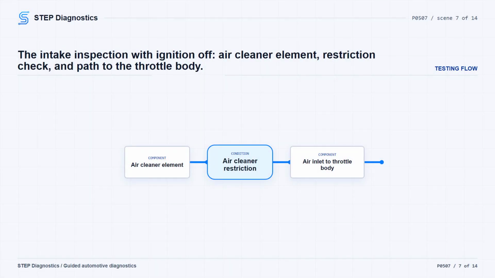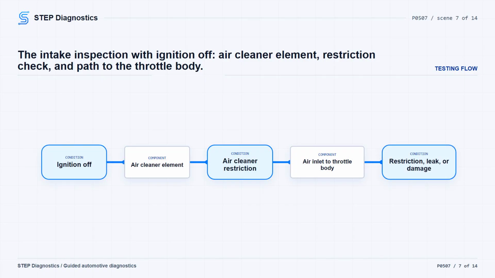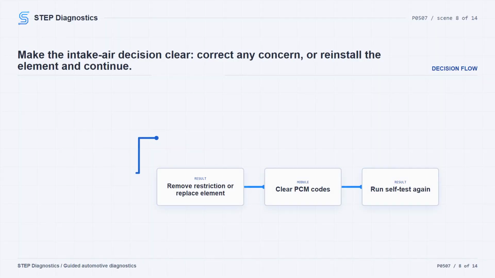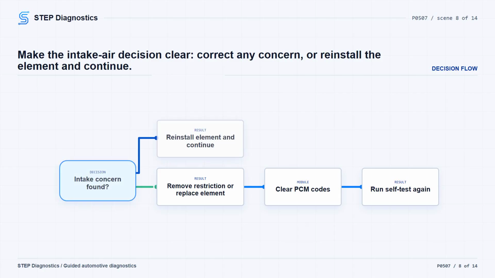Turn the ignition off, remove the air cleaner element, and check the air cleaner for restrictions. Then check for restrictions between the air inlet and the throttle body. If the intake air system has a concern, remove the restriction or install a new air cleaner element as called for by the finding. Then clear the PCM DTCs and repeat the self-test. If no concern is found, reinstall the air cleaner element and continue.